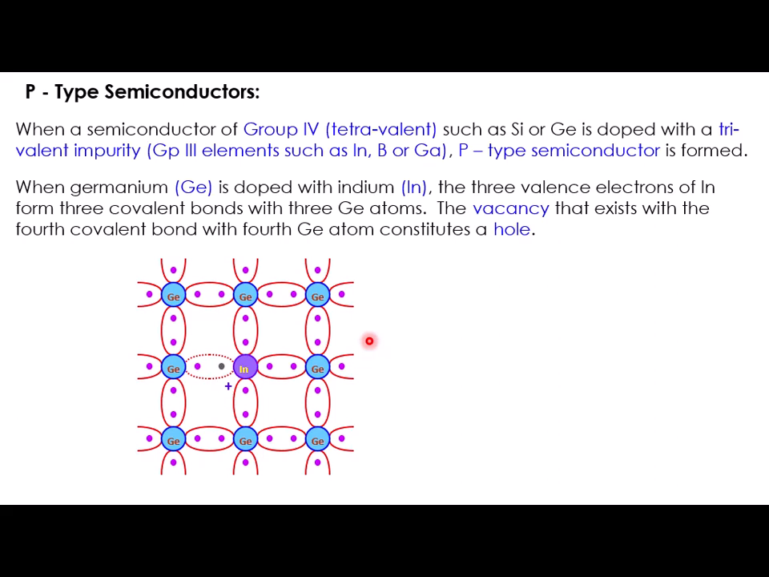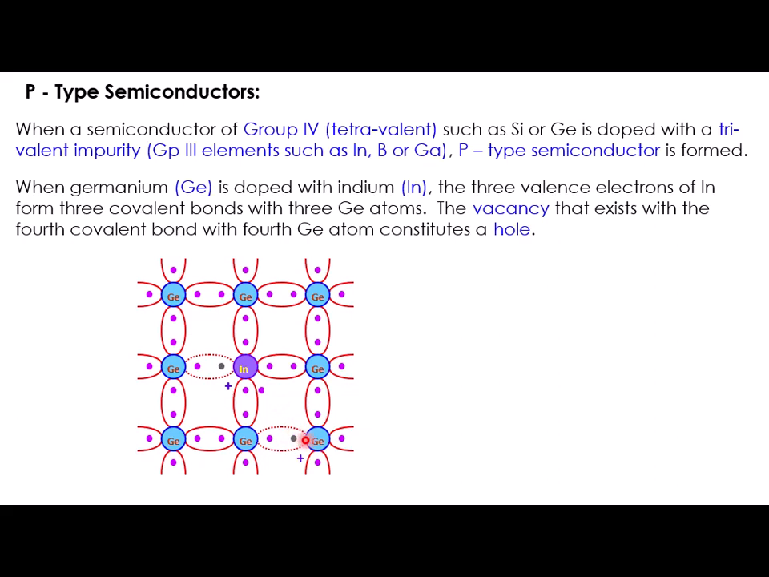In one process, one excitation of electron will take place from the valence band to the conduction band, in which one covalent bond between germanium and germanium, or germanium and indium, will be broken and one electron will be excited to the conduction band. At the same time, it will leave a hole in the valence band.